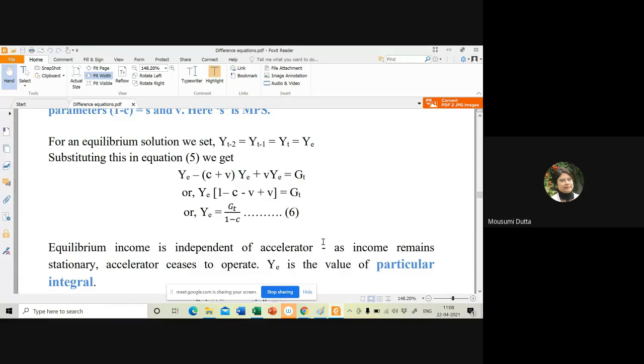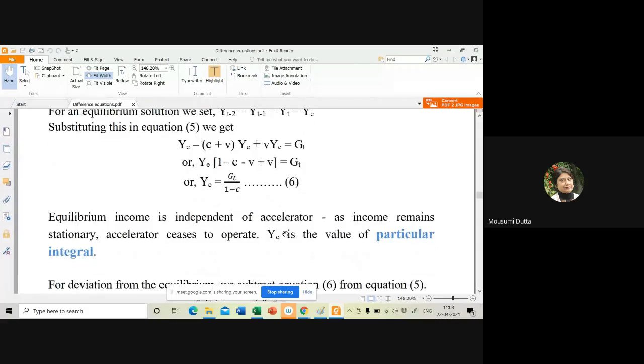So this is the construct, and this YE value is very, very close to the YE value we got in case of Samuelson's model. In fact, it is identical. We got G naught by 1 minus beta. In Samuelson's model, G was exogenous, therefore we got G naught, and here G is not exogenous, rather dynamic, and for that we are getting the value GT by 1 minus C.